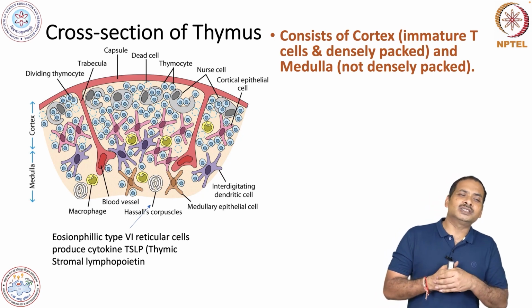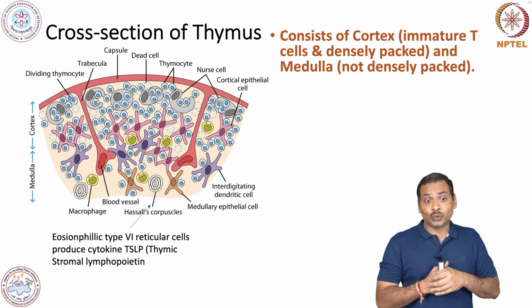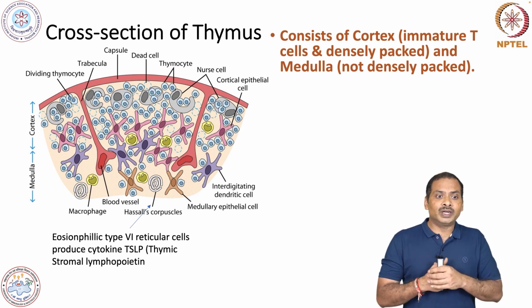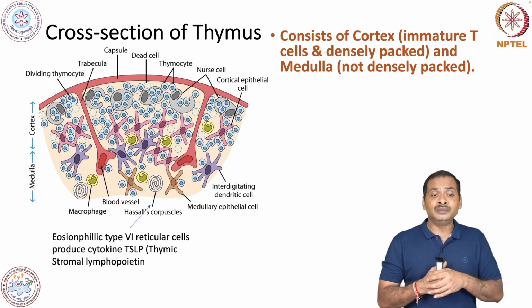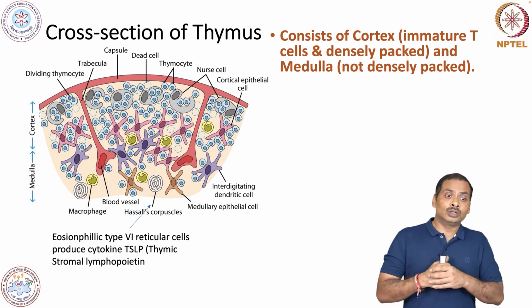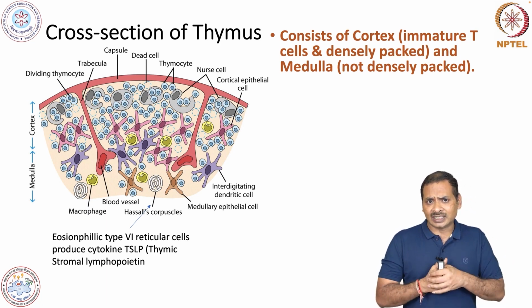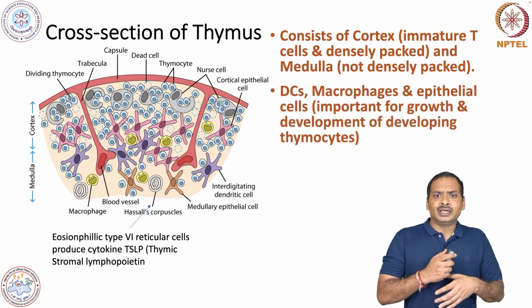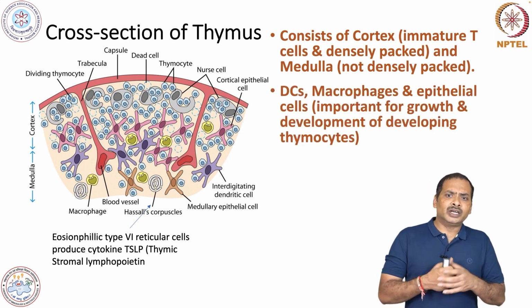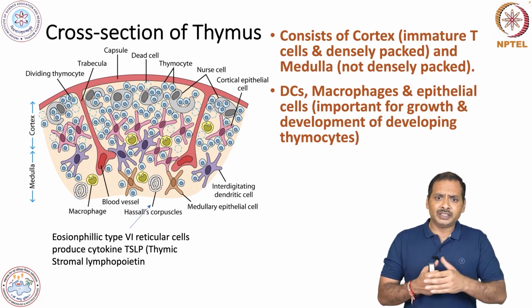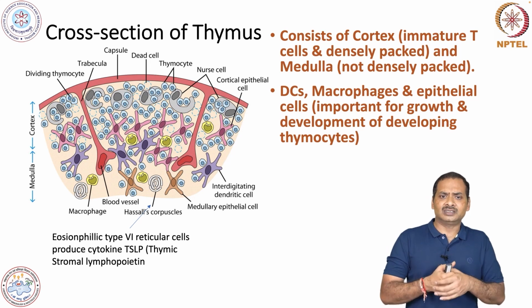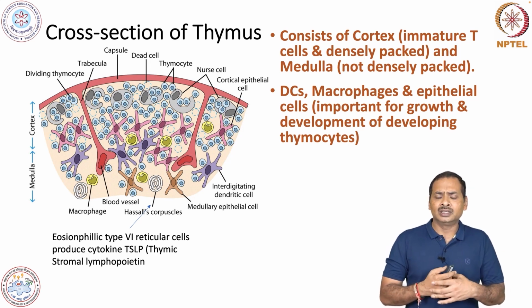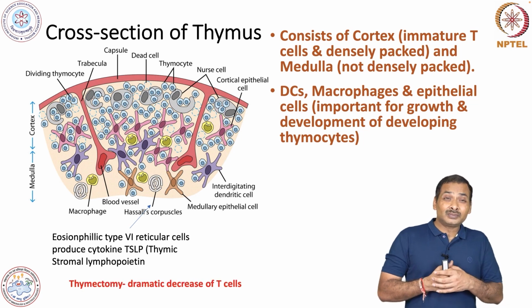So basically this provides eosinophilic type 4 reticular cells. This provides a cytokine molecule which we call TSLP, thymic stromal lymphopoietin, and it is needed for the development of these developing thymocytes. And here you can see that there are macrophages and dendritic cells, as I explained previously. So all these cells support the development of T cells, or developing thymocytes.